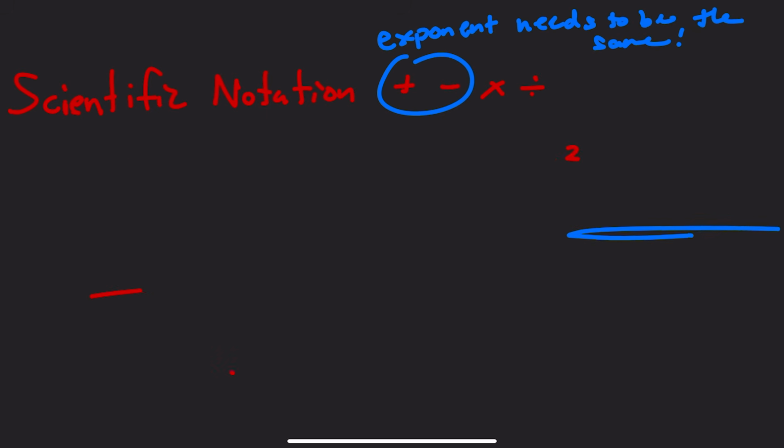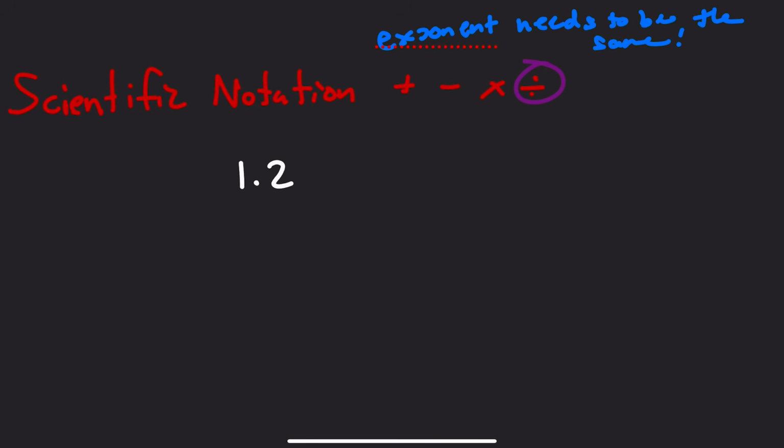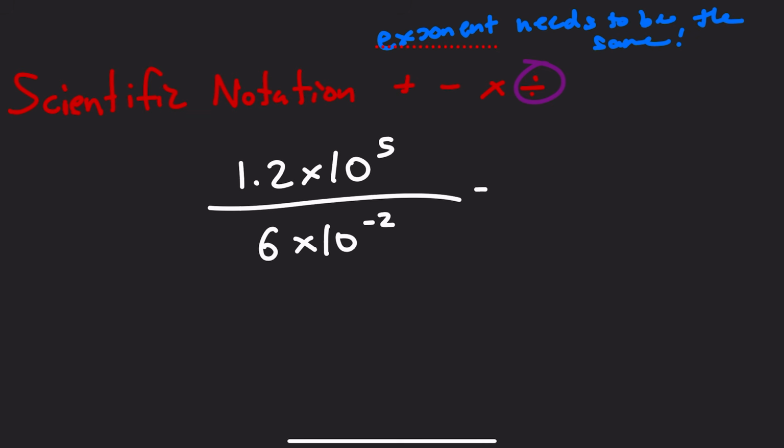Now we're going to divide. Okay, so let's actually divide or multiply. Let me choose. Let us divide. Let me circle that in purple. And okay, we're going to take 1.2 times 10 to the 5th and divide it by 6 times 10 to the negative 2nd. All right, so in this case, let's start.